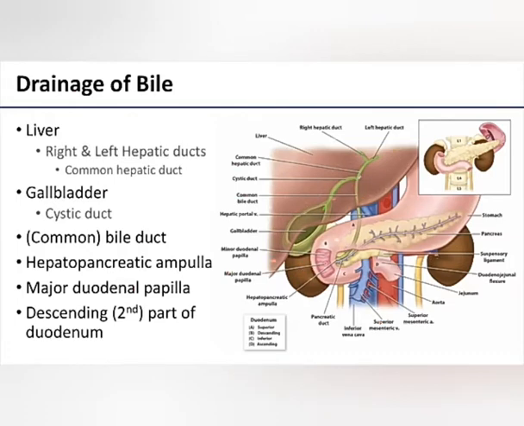A continuation of the junction of common hepatic duct and the cystic duct is known as the bile duct or the common bile duct, which descends down in the hepatoduodenal ligament and is joined by the pancreatic duct to form this dilation called the hepatopancreatic ampulla. That hepatopancreatic ampulla moves through the major duodenal papilla, where these secretions are released into the second or descending part of the duodenum.